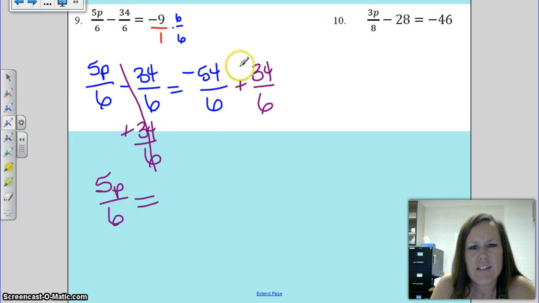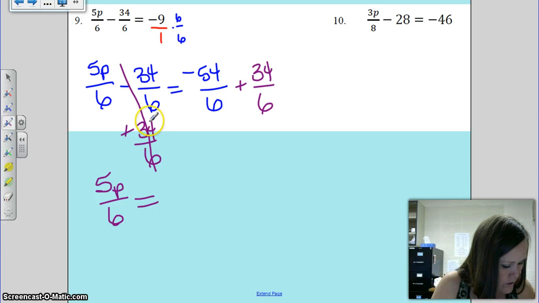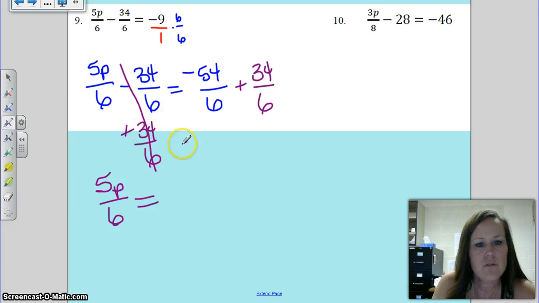What is negative 54 plus 34? I do have a calculator. Negative 54 plus 34 equals... Nope, negative 54 plus 34 equals negative 20. I was right. I should have trusted myself.